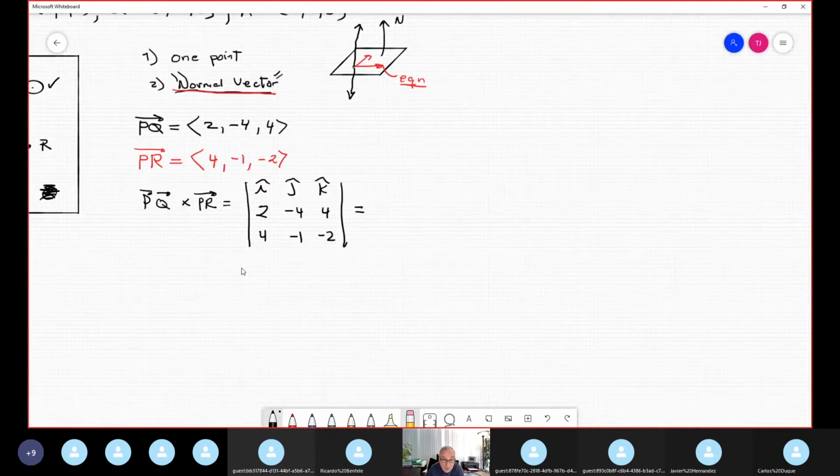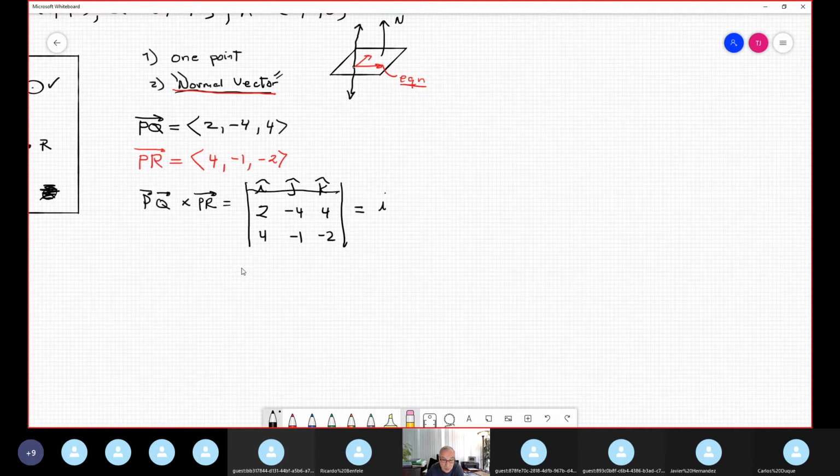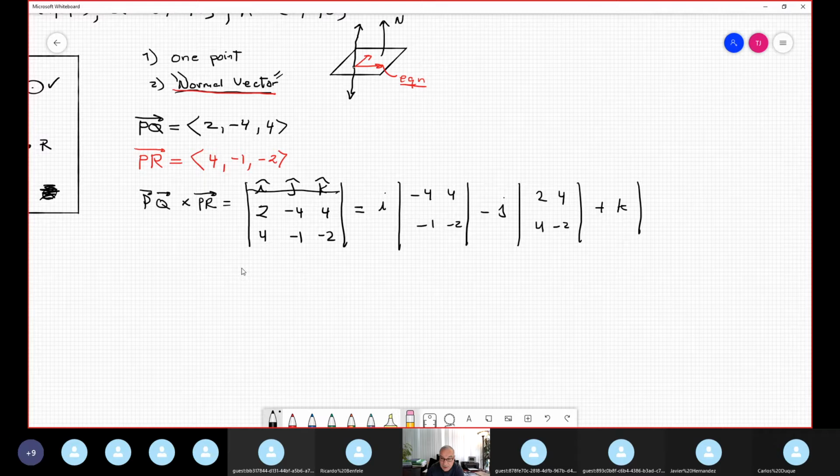This operation is i. So you expand the determinant using the first row always. In this case, it is negative 4, 4, negative 1, negative 2. Minus j. J is always negative. The determinant 2 by 2 is 2, 4, 4, negative 2, the cofactor associated with this one. Plus k. And the last cofactor is 2, negative 4, 4, and negative 1. Do you follow me?